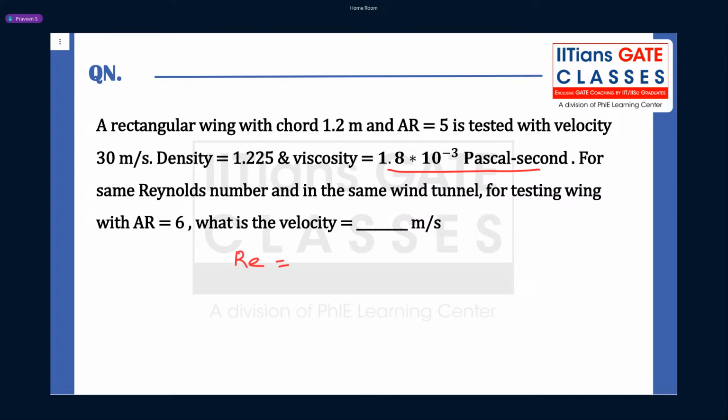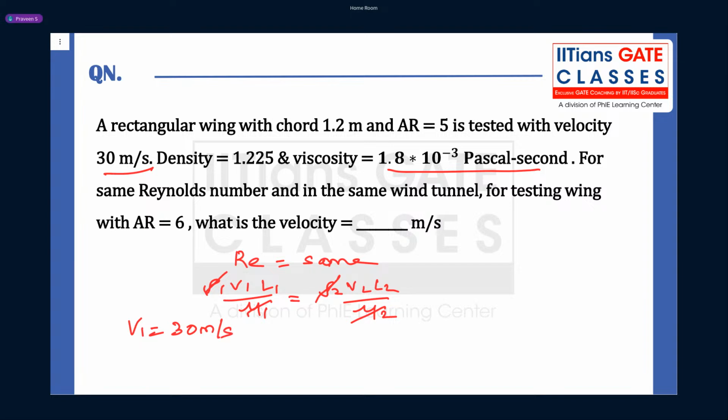Right. So we have the Reynolds equality principle. The Reynolds number stays intact, so I can write rho 1 V1 L1 by mu 1 equal to rho 2 V2 L2 by mu 2. But since the conditions are the same, rho 1 and rho 2 will be the same, mu 1 and mu 2 will also be the same. The only parameters that vary are V1 L1 and V2 L2. V1 is given as 30 meters per second and V2 is asked. Let me write that down. V2 is to be determined. And L1, how do you get L1? L1 is this chord over here.